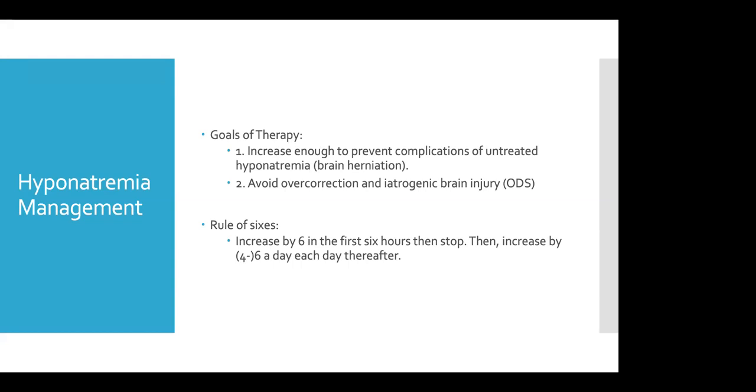A general rule of thumb you can remember is the rule of sixes. You increase by 6 in 6 hours, then stop, and then increase by 6 each day after. That's more specific to chronic, but in general, it's a good rule of thumb because increasing by 6 is generally enough to prevent herniation, even in patients with really severe hyponatremia, and often even in acute hyponatremia as well.